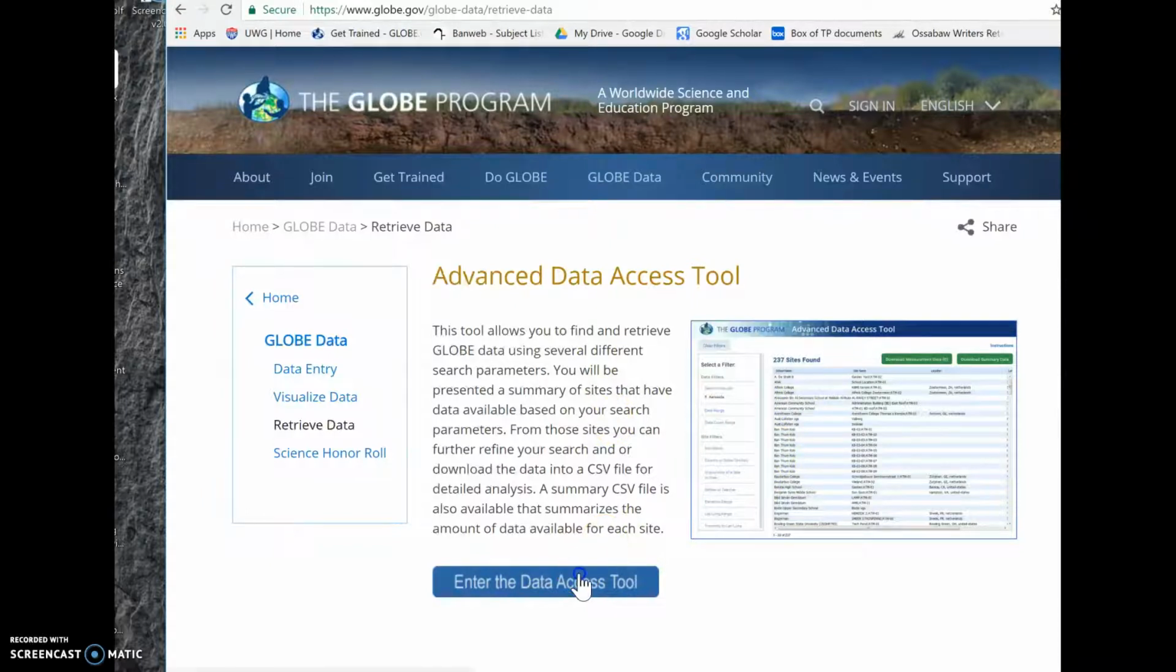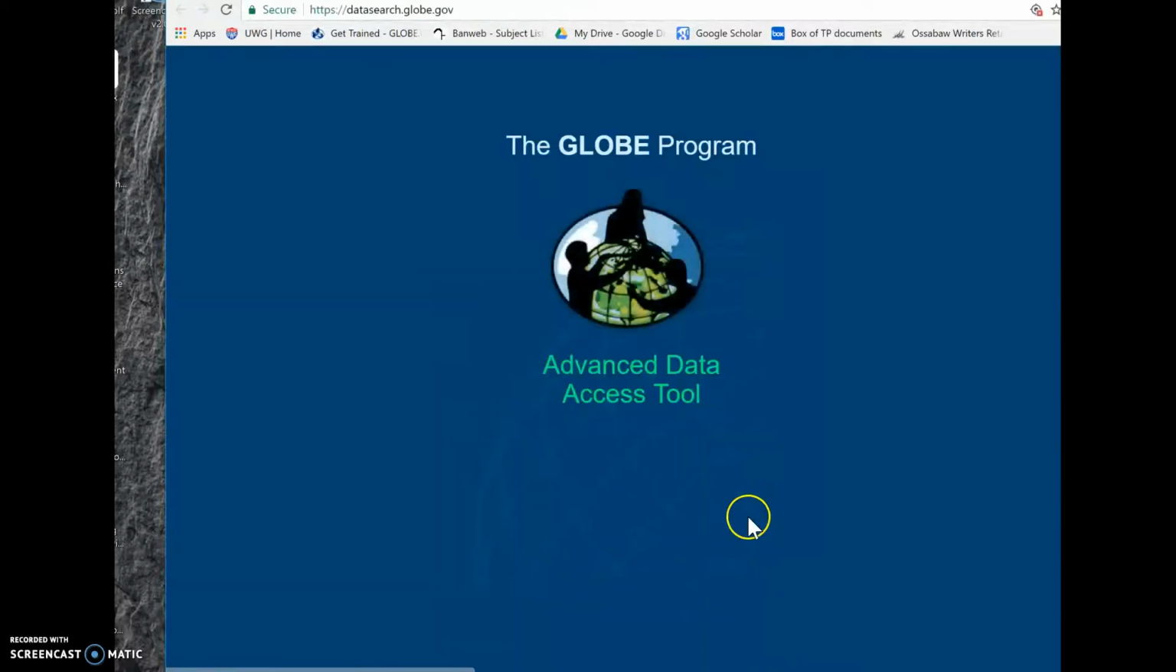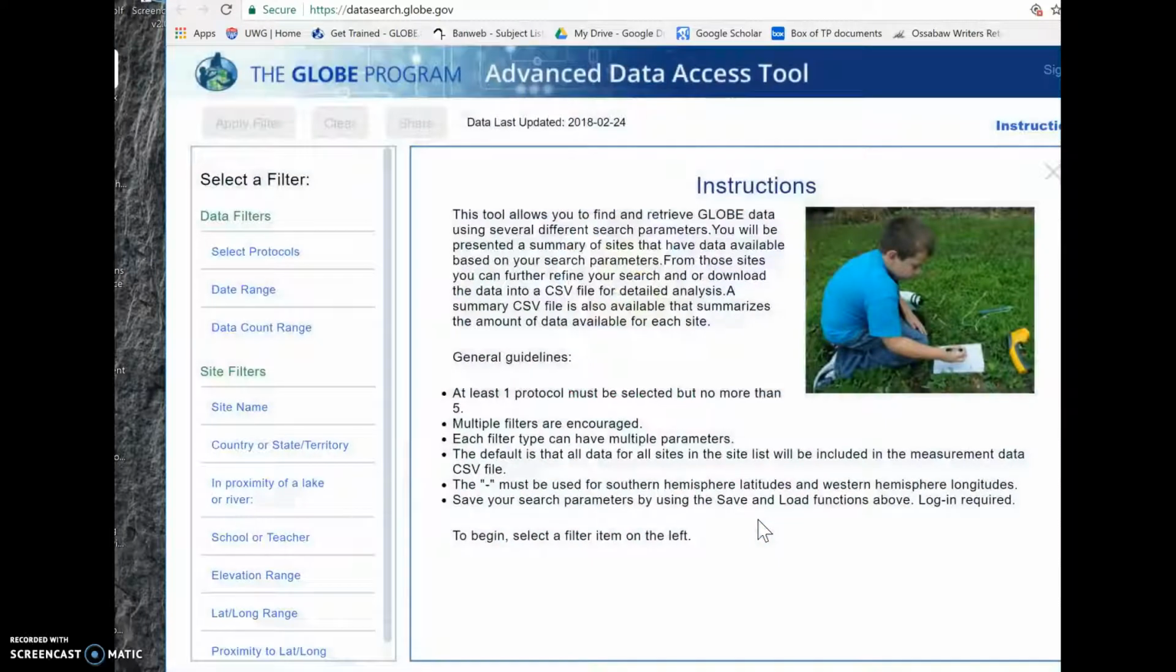If you look at this, enter the data access tool. You're going to have to dig in. You're going to have to spend some time playing with it. You're going to have to explore it. You're going to have to ask it some questions and treat it as a science project and go in and find where certain things happen. So that's the basic gist of Globe.